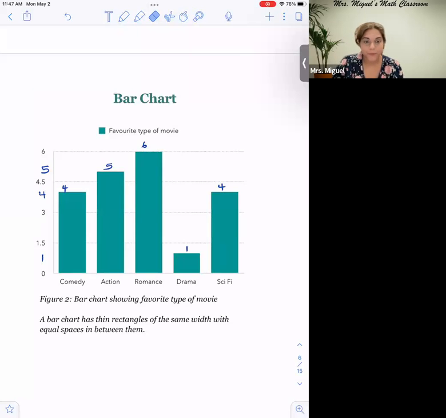Right? So sometimes we are asked to find out how many persons are there in the survey. When that happens, we just find the sum of the heights of the bars, because the bars represent the different categories and the height of the bar tells us how many persons are in that category. So for comedy, we have 4 persons, action 5, romance 6, drama 1, and sci-fi.